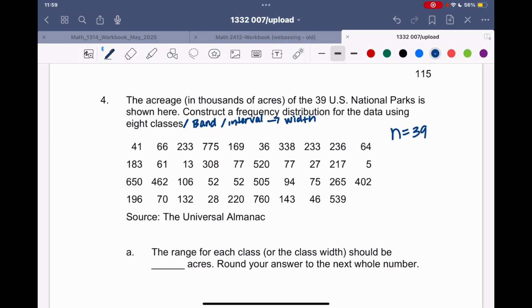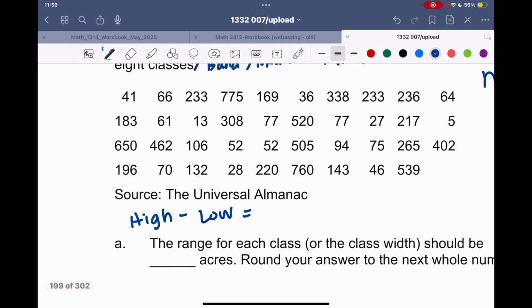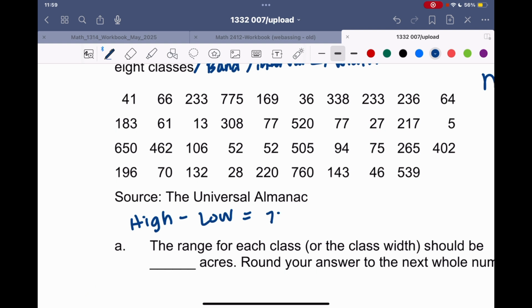The range for each class, or the class width. The range is going to be the high minus the low. So our range is going to be 775 minus 5. Again, we're looking for the range. That's going to be 770.